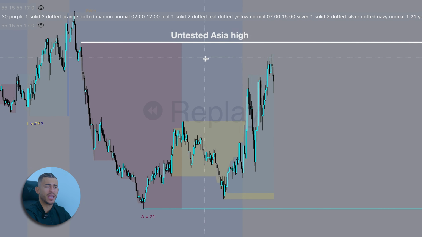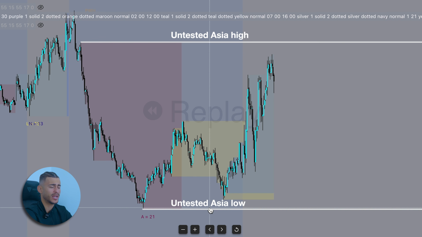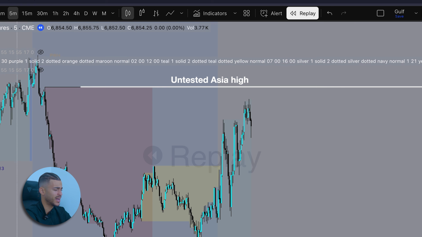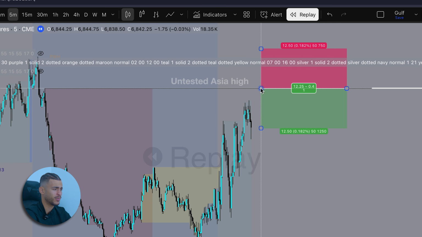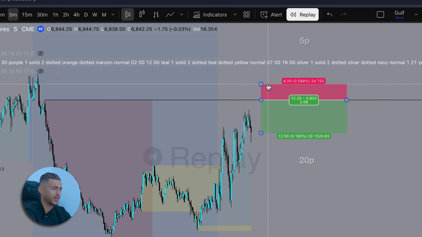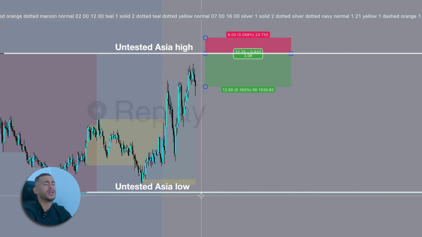All right, everyone, I'm showing you guys one more example of a rejection setup. So right here, we have our untested Asia high. We have our untested Asia low. So we are going to look for a rejection off of this untested high, and we're gonna go ahead and have a 5-point stop loss targeting 20 points. The reason we're targeting 20 points is because we have a big distance between this high and this low, meaning price is likely to just play ping pong between the range. So it makes sense for us to be a little bit more aggressive in terms of the take profit.